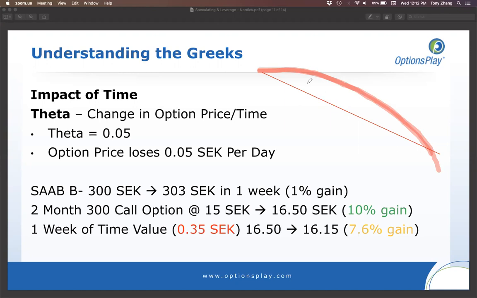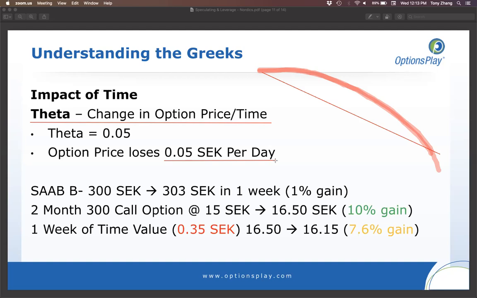So this erosion of the value of your option as time goes on is expressed by a Greek called theta. Theta tells us the change in the option price with respect to time. And theta actually accelerates as you get closer to expiration, which is another thing that we need to learn more about. But for now, let's assume that it's fairly constant, meaning over a short period of time, theta is generally constant. So if you have a theta of 0.05, what that means is that this option that you own will lose 0.05 crowns per day.